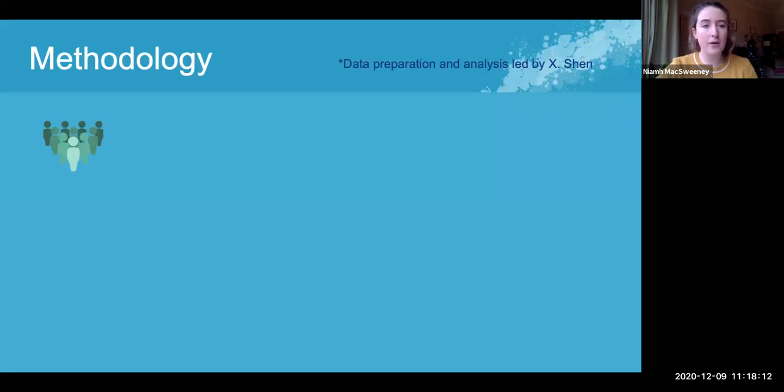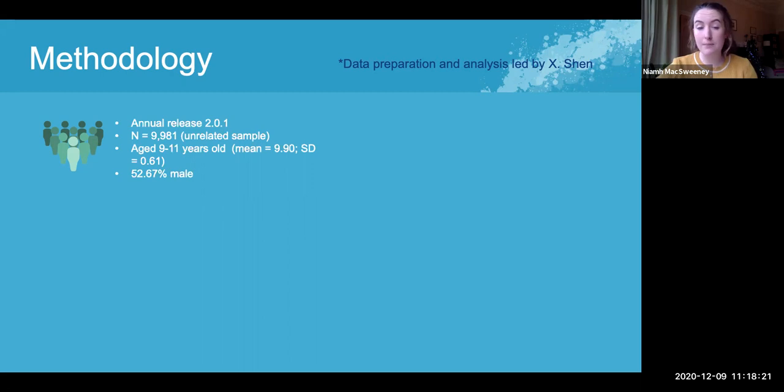In terms of the participants that we used in this study, we used the annual data release 2.0.1, and we used an unrelated sample, and this resulted in a final N of nearly 10,000 young people. And these were aged 9 to 11, and around 52% were male.